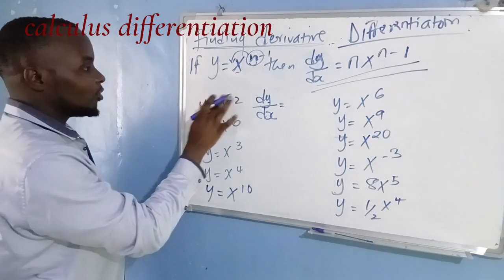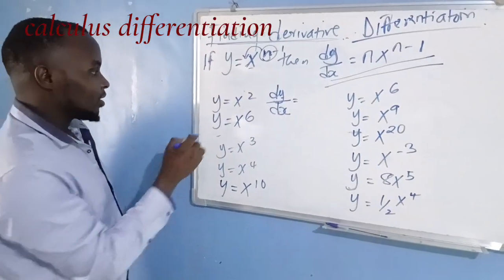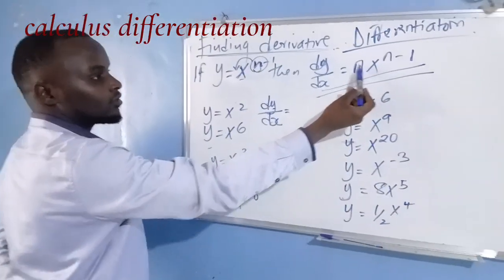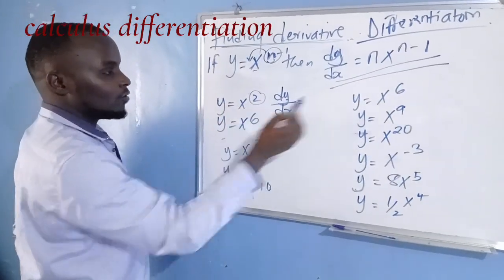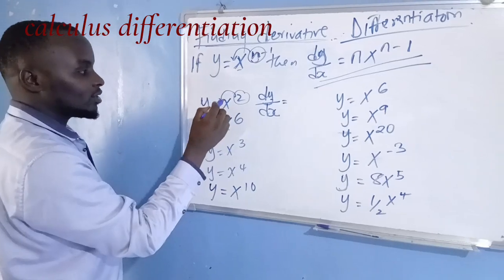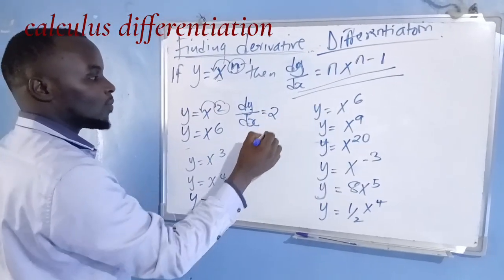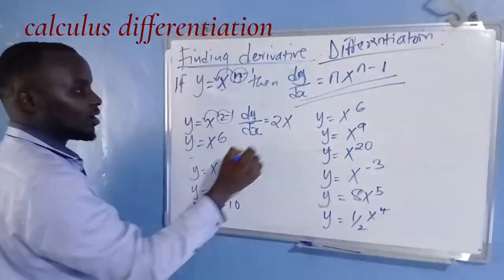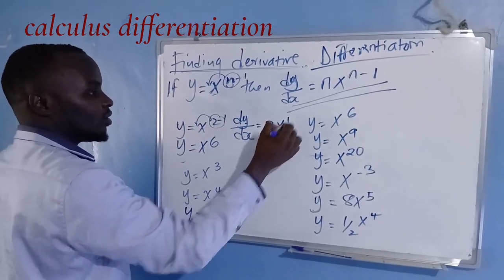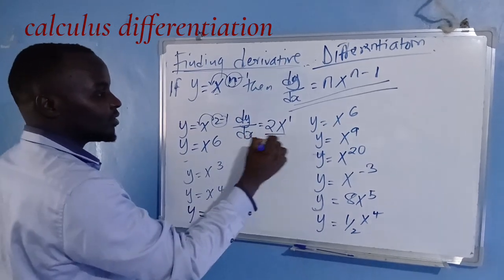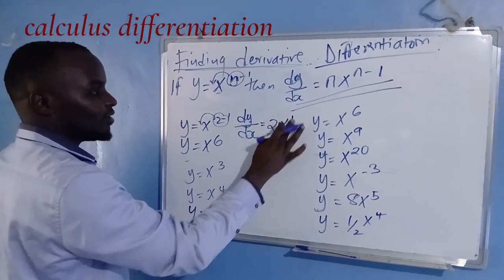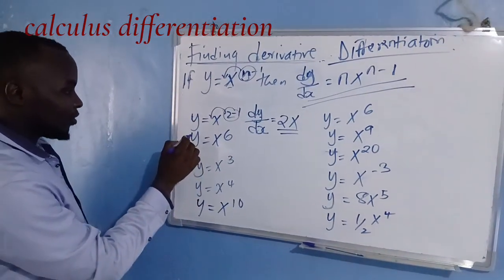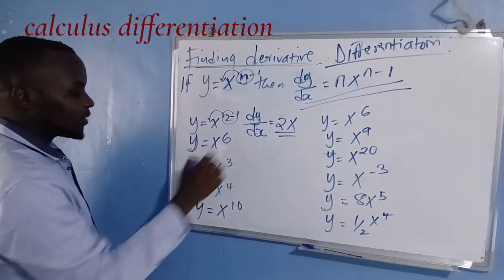And let's apply that formula in doing some examples here. The first one, we have y is equal to x squared. As you've seen in this formula, our value of n here is 2. So you take 2 and start with it. So you'll have 2x, and then the value of n here, you subtract 1. So that will be 2 minus 1, which is 1. So when you have 2x power 1, you can just leave it as 2x. Another example, you have y is equal to x power 6.